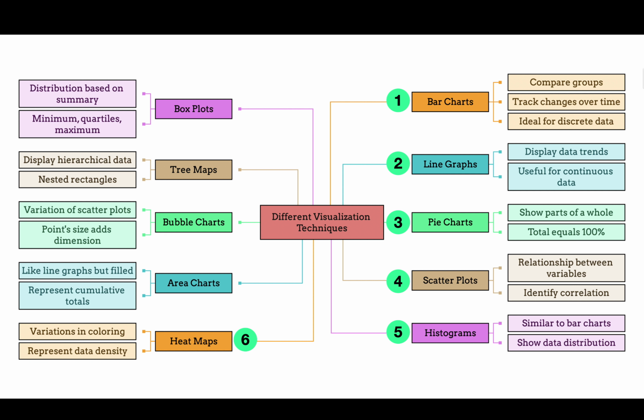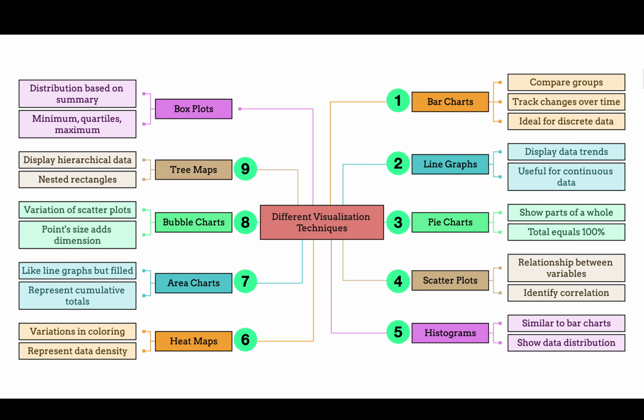7. Area charts, similar to line graphs but filled below the line. Useful for representing cumulative totals over time using numbers or percentages. 8. Bubble charts, a variation of scatter plots, where each point size is an additional dimension of the data. Useful for comparing and showing relationships between categorized circles.